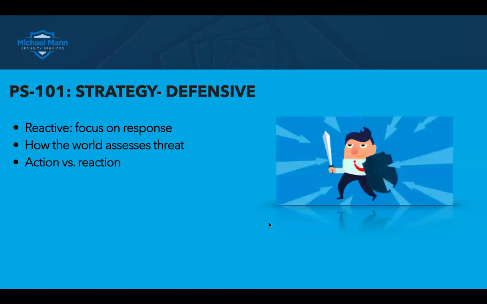Okay. All right. So generally, strategy in the secular world is very defensive. And what that means is it's very reactive. There's always a focus on response. This is a very specific Western type of mindset. It is how the world assesses threat. They look at everything very defensively and from the inside out. I'm inside protecting this. How do I protect these things from the outside? Okay. It is an action versus reaction type of strategy.